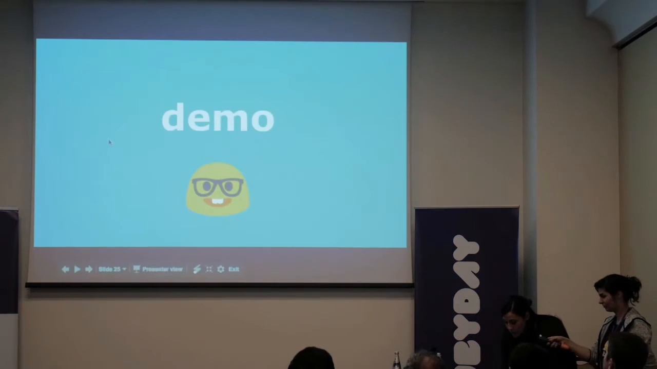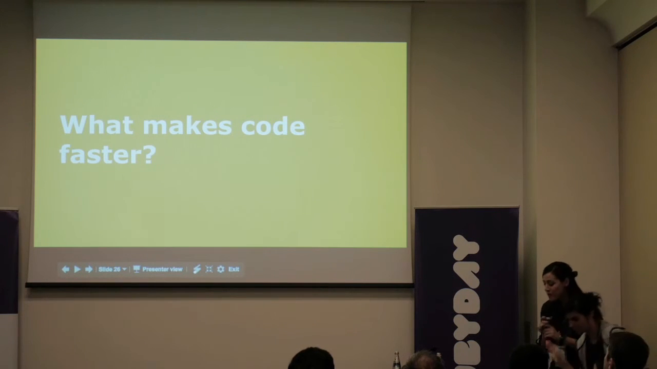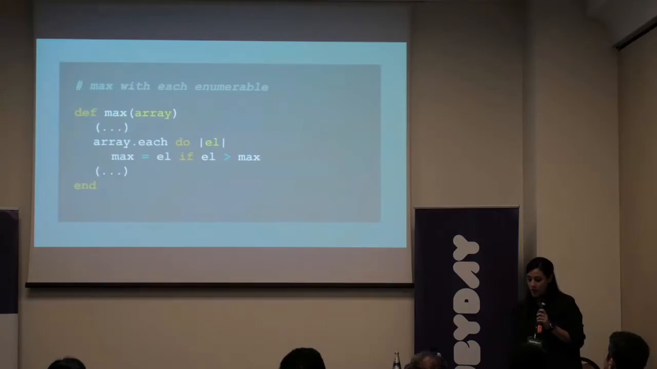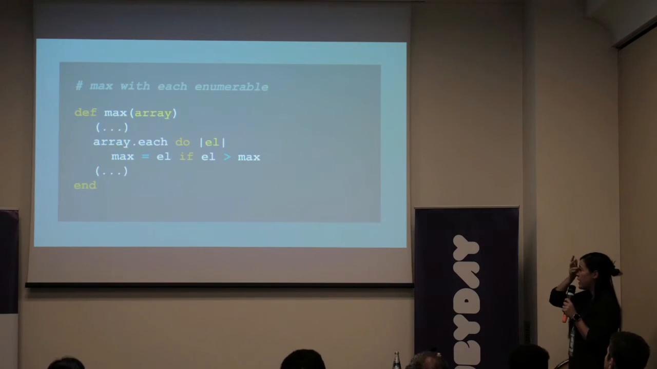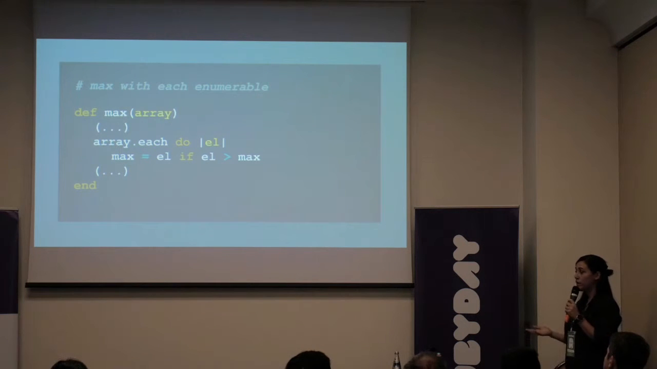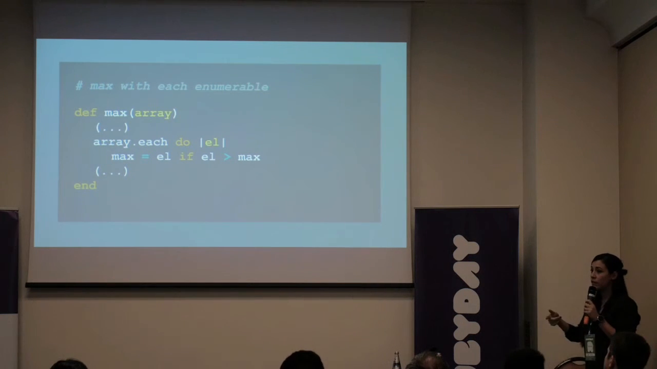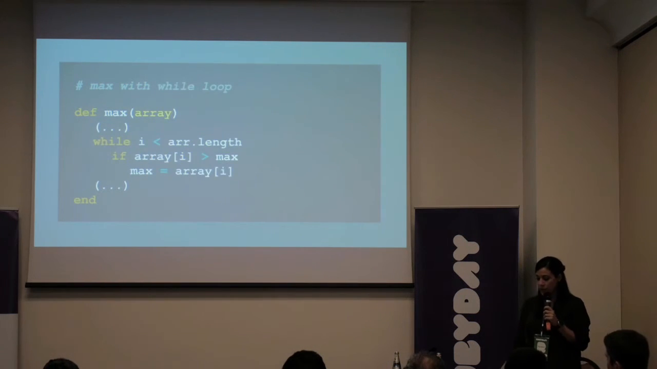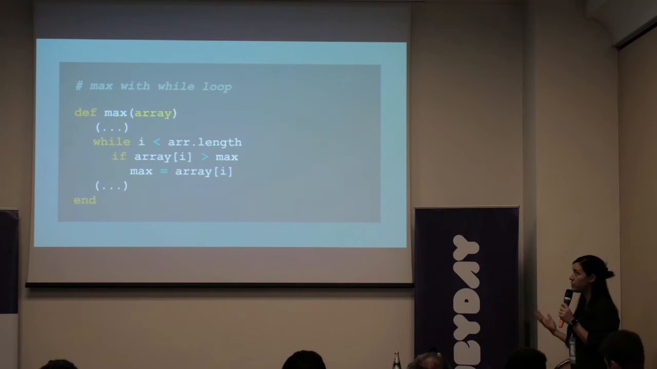Okay, so what makes Ruby code faster? So primitive operations are fast. As I explained before, I had originally started writing these methods using each. I found that it wasn't as fast as I wanted it to be, so I decided to use even lower level iterative methods. While loops are a really good example of that, where we're in a loop until the conditional is met, and then we execute the loop. So here you can see it does the same thing, but we're just using a while loop.